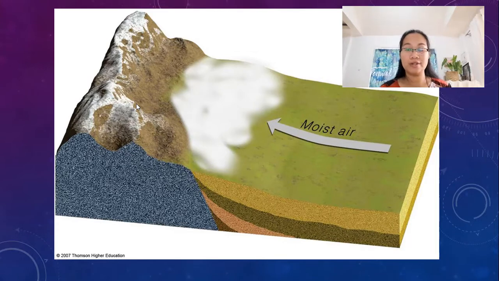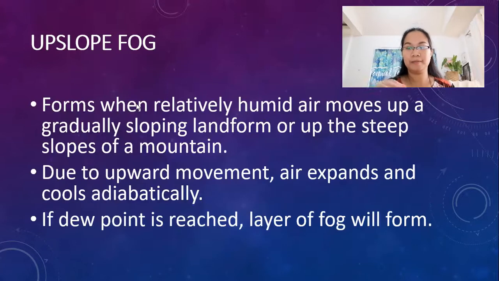So, here is another illustration of upslope fog. Upslope fog, again, by definition, forms when relatively humid air moves up a slope, and then again there is adiabatic cooling and it will reach its dew point. Therefore, it will form fog.